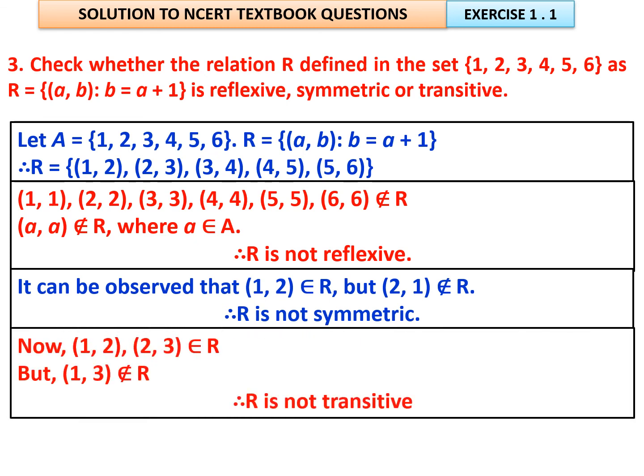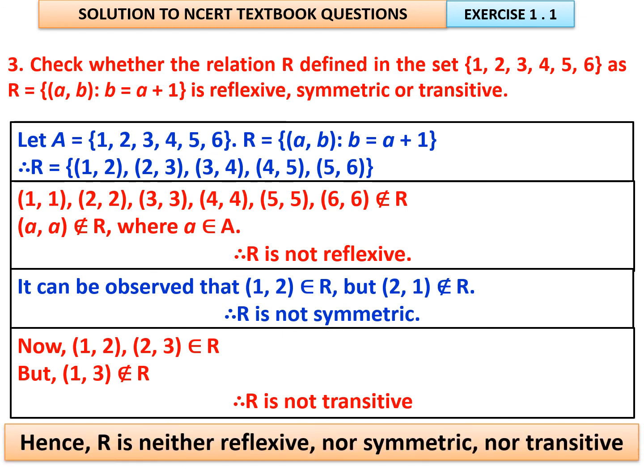You are seeing that 1 and 2 are related, 2 and 3 are related, but 1 and 3 are not related, because the second number is always 1 more than the first number, but 3 is 2 more than 1, therefore it is not transitive. You can very well see that 1 comma 3 is not finding any place in that given set R. We have checked it: it is not reflexive, not symmetric, and not transitive.